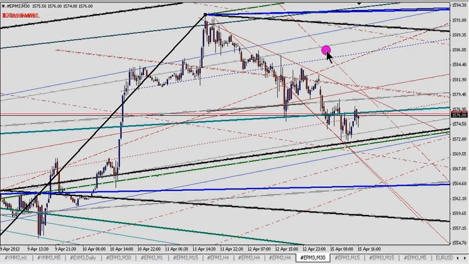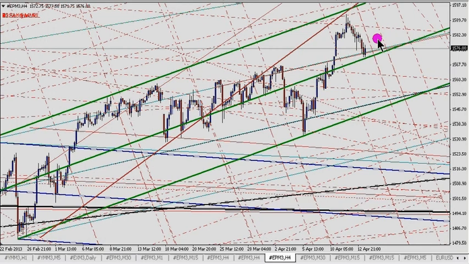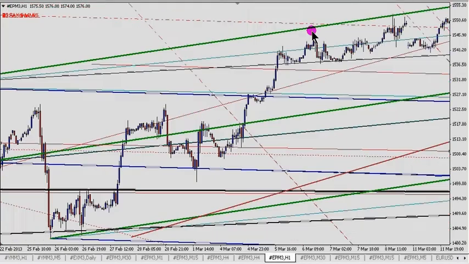Well, we'll see what happens. It's going to be a stormy session. We've got a whole band of downsloping reaction lines to get through this week. So I think we could see price down towards the 1560 area.